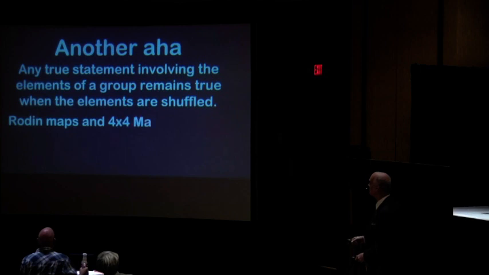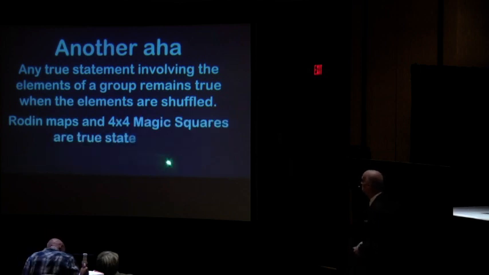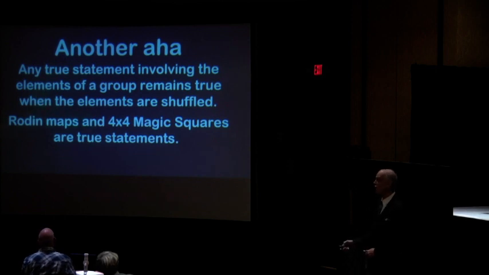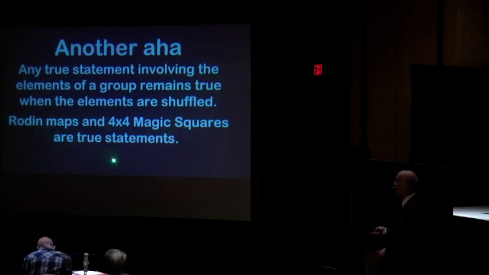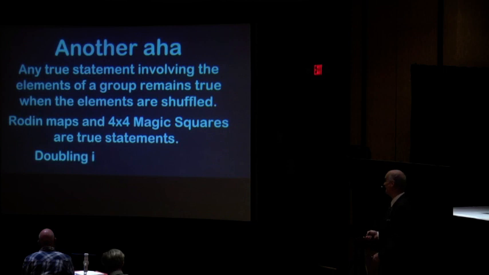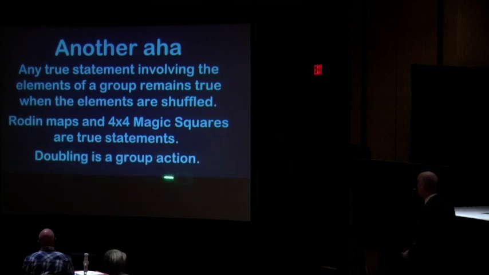Now, Rodin maps and 4x4 magic squares are true statements. So I should be able to take any of those. Let's say, for example, we know doubling is a valid group action, mod 17 or mod 9. So I should be able to take a magic square or a Rodin map and double every element, and I would still get something that's also true, right? I think that's cool. Doubling is a group action. I think that's an aha. I'm hoping that was for you too.